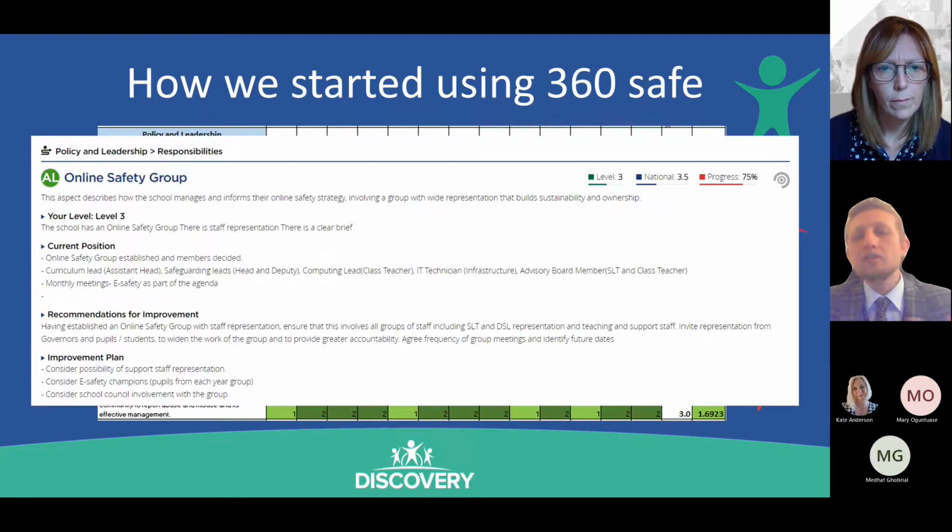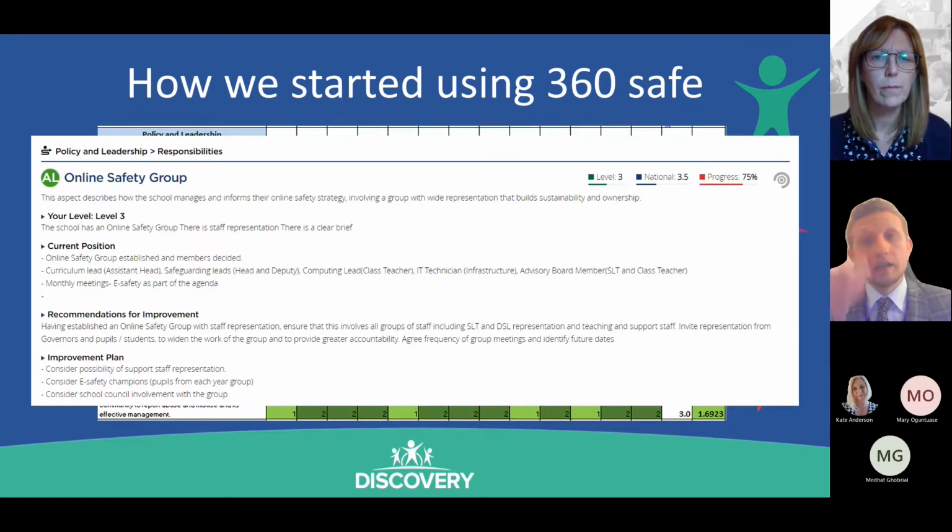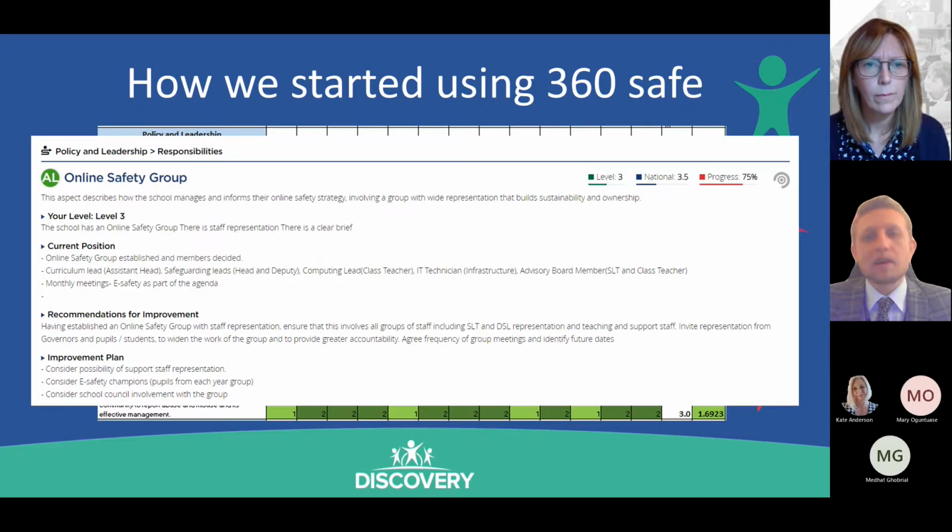So we're using the 360 tool as a way of having a continuous action plan that's constantly evolving. And what I like about it is that it's on a portal in one place. If your IT lead changes, if your DSL leaves, the next one can pick it up and see where you're at and where you've come from.